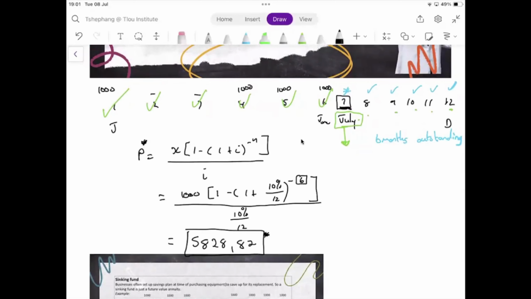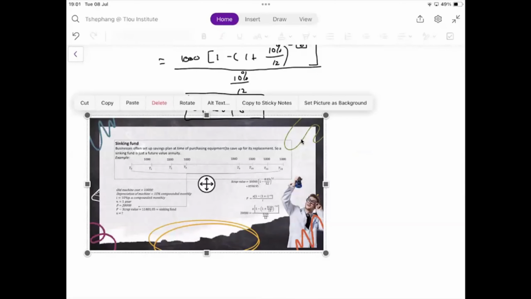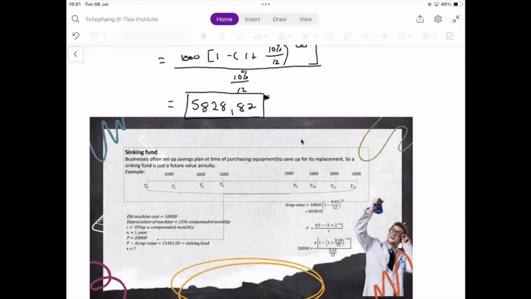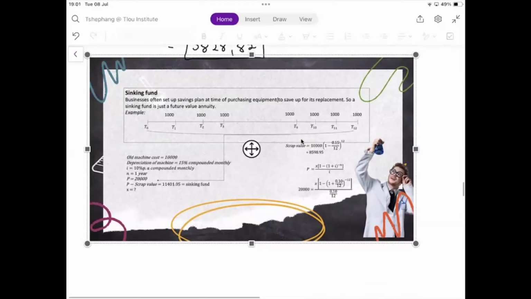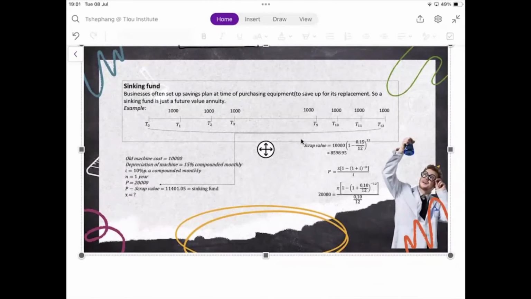Okay, for the sake of time, we're going to move on so that we can also look at the questions. Now let's just quickly try to address sinking funds, right? Maybe it'll make more sense when we do the actual questions.